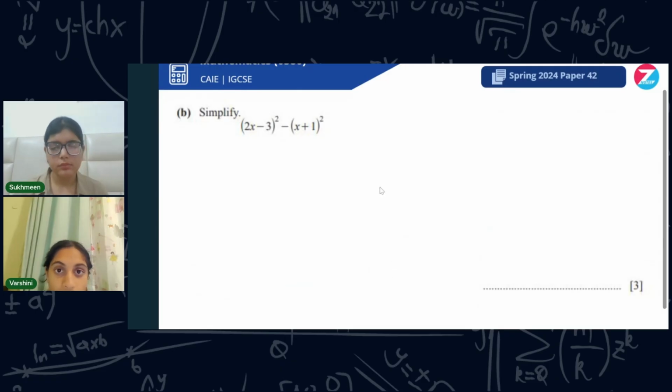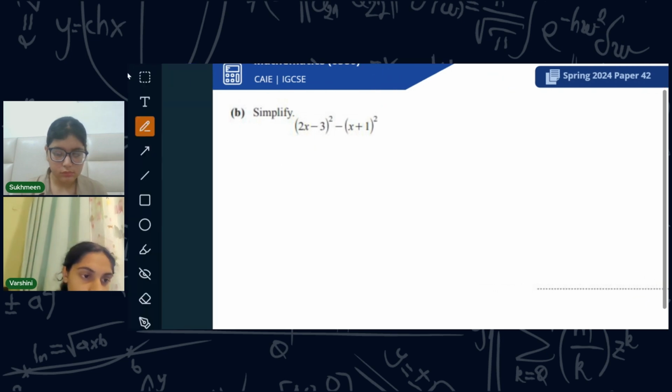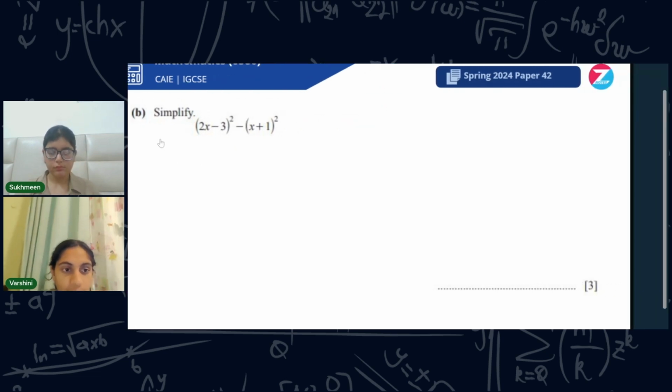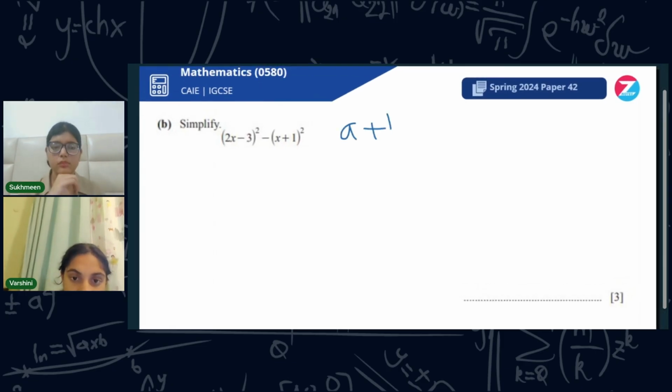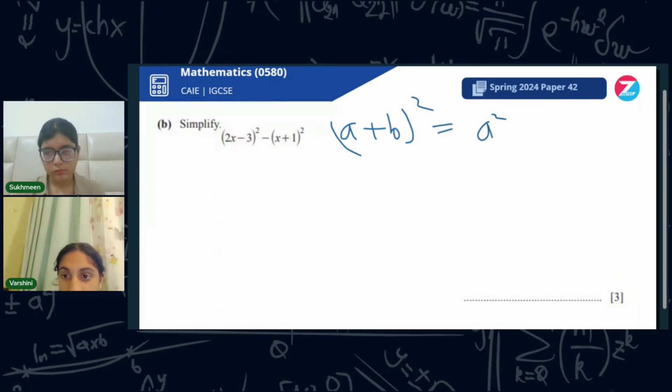So part B, simplify 2x minus 3 whole squared minus x plus 1 whole squared. So to do this, we need to expand everything in the brackets. It's going to be 2x minus 3 whole squared. So we know that, okay, we know that for a plus b whole squared, this is going to be equal to a squared plus b squared plus 2ab.